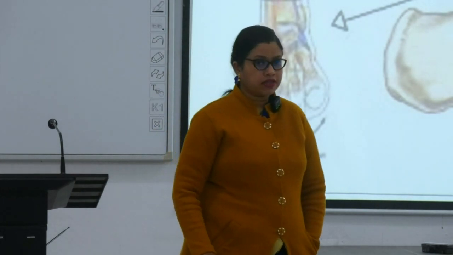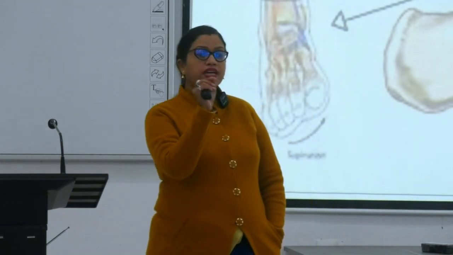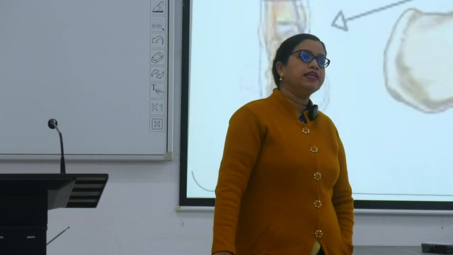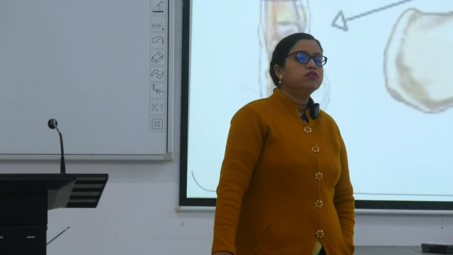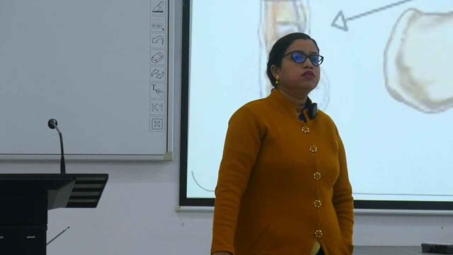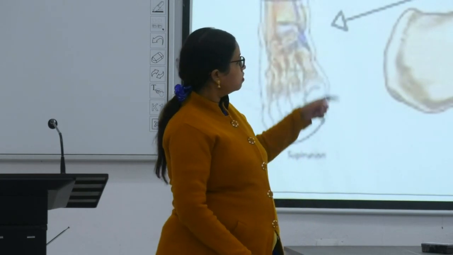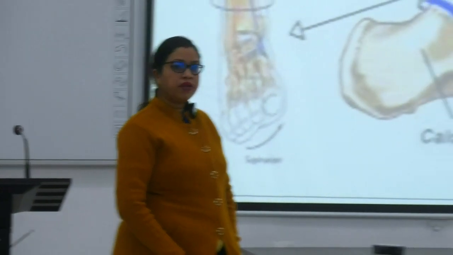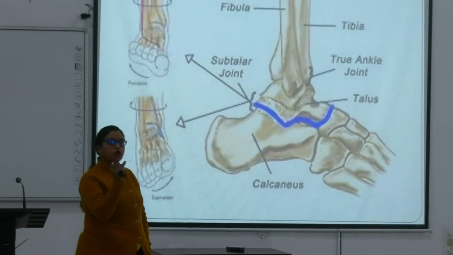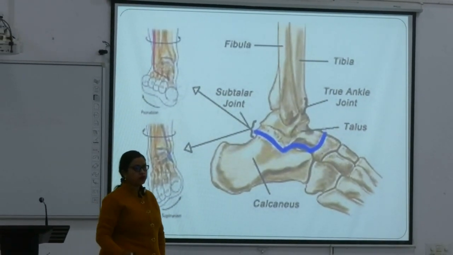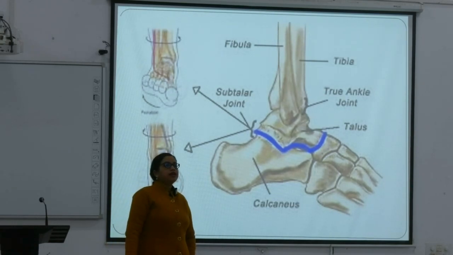Talus is convex, right? So write it down, remember convex talar area and concave calcaneal area. Okay, what about the middle one? See the middle one. Middle is same. So again convex talar area, concave calcaneal area. Write it down. Convex talar area and concave calcaneal area.